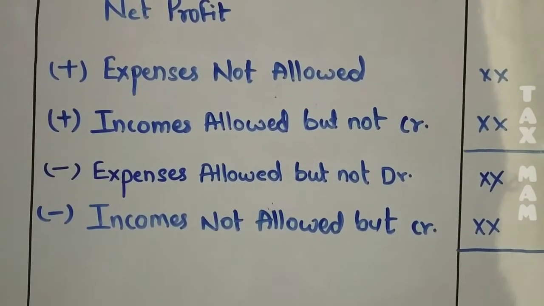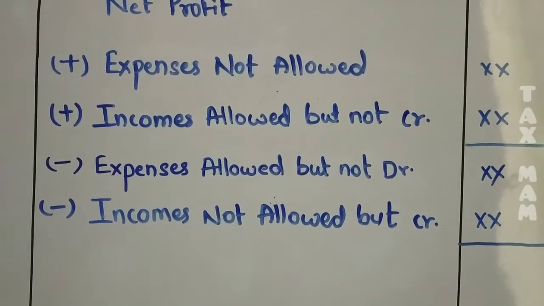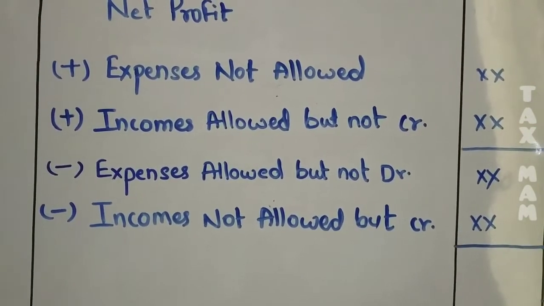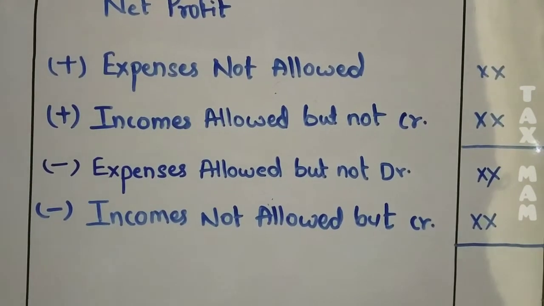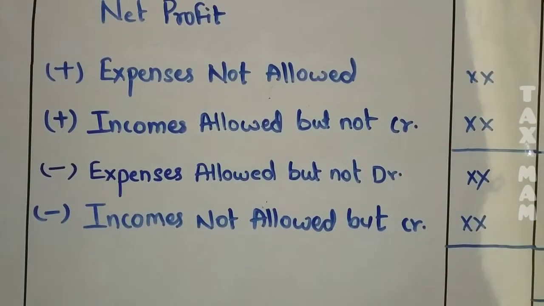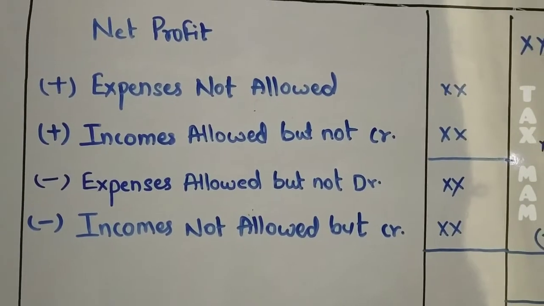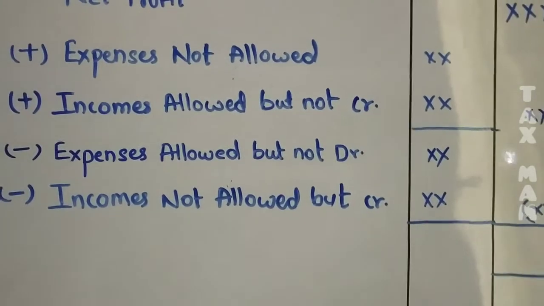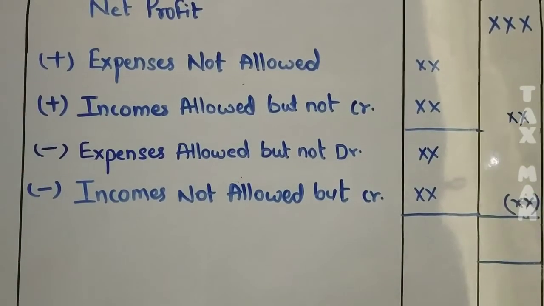And the last one, incomes not allowed but credited. In the P&L account it is a non-business income but we have credited it. That means we have added it as income, so it is a mistake, so we are going to rectify that by deducting it. If we rectify these mistakes, the balance figure we get will be called a business profit or a business loss.